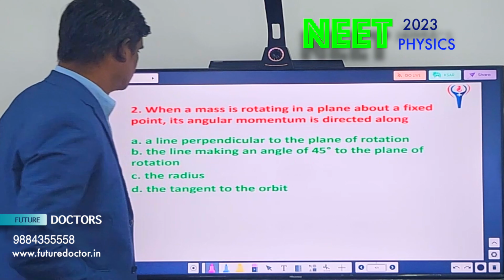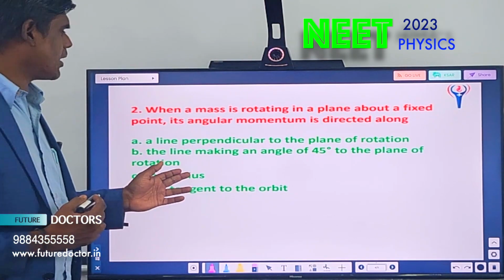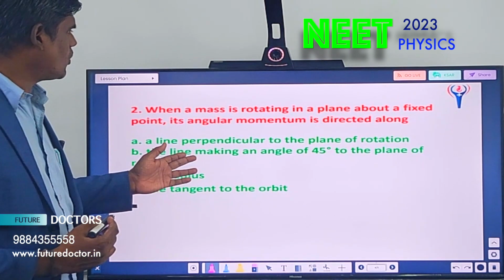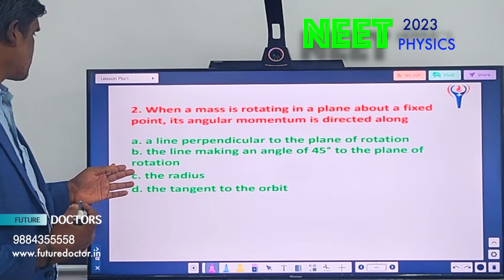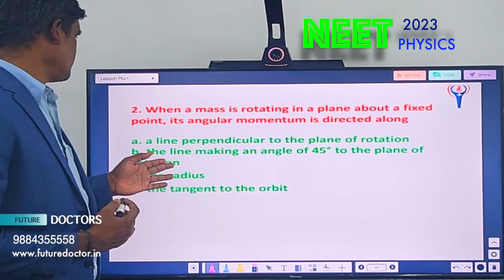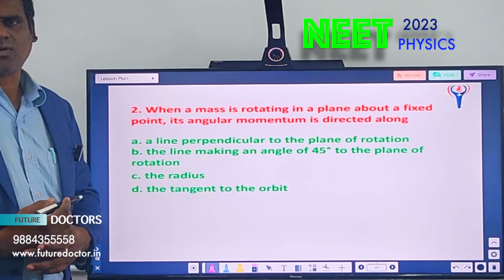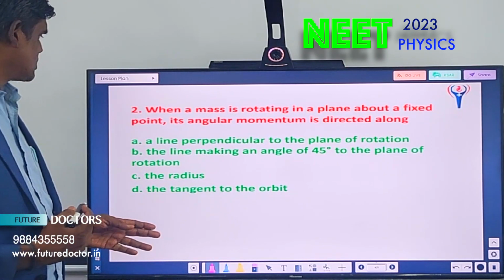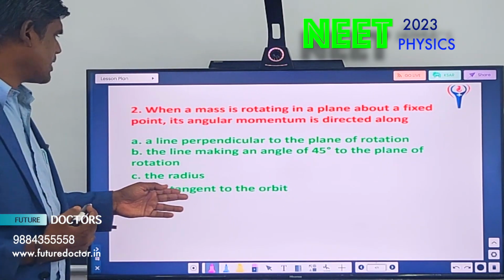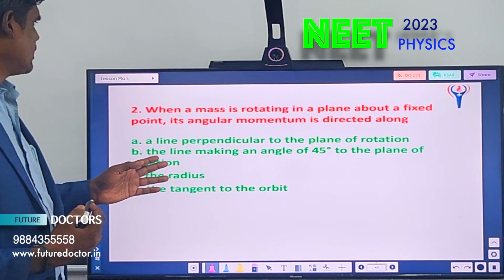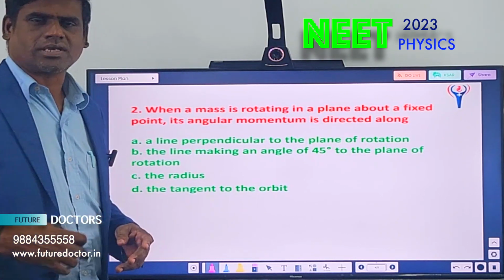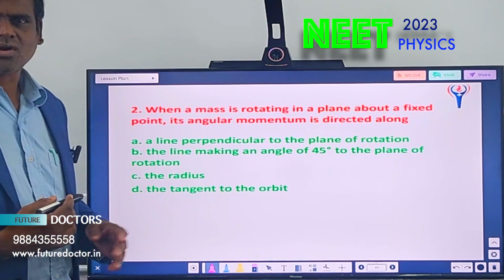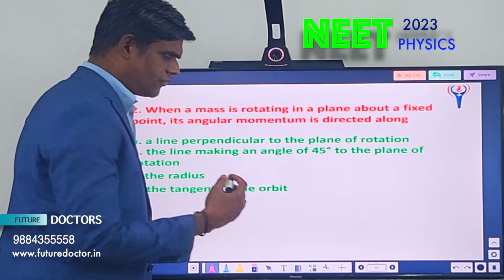Let's move to question number 2. When a mass is rotating in a plane about a fixed point, its angular momentum is directed along dash. Option A, line perpendicular to the plane of rotation. B option, line making an angle of 45 degree to the plane of rotation. C, the radius. D, tangent to the orbit. Here you should know the direction of angular momentum in rotational motion. So by knowing this concept, you can find the solution of this question.